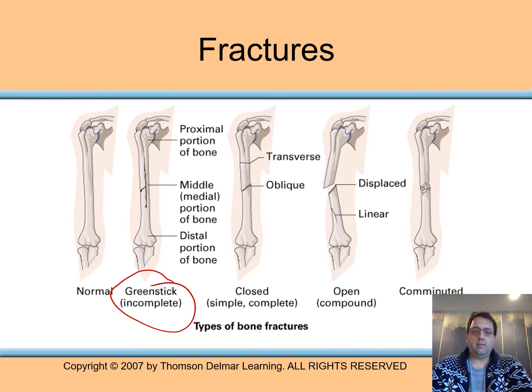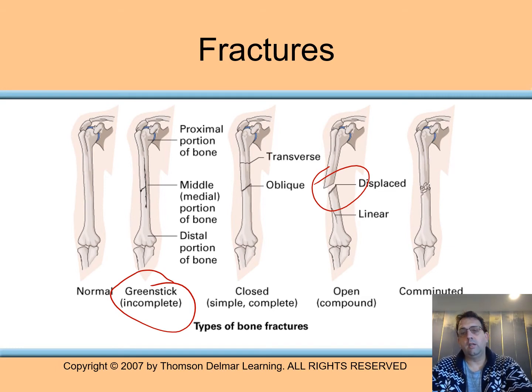The next example we have here is the closed or complete fracture. This is simple, closed, so the ends still line up. It's complete because it's gone all the way through. Now a transverse fracture means it goes perpendicular to the length of the bone. An oblique one means it goes at an angle. The next picture you see here is the open fracture. You can see right there that the ends of the long bones that have been broken do not line up with each other anymore. That makes this a compound or open fracture. A comminuted fracture is one where the bone is broken into more than two pieces.